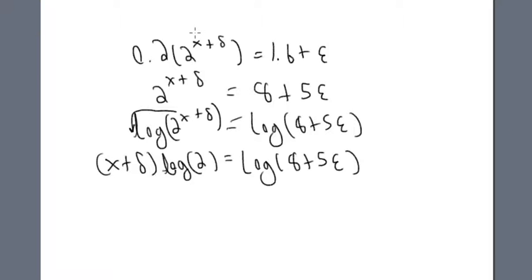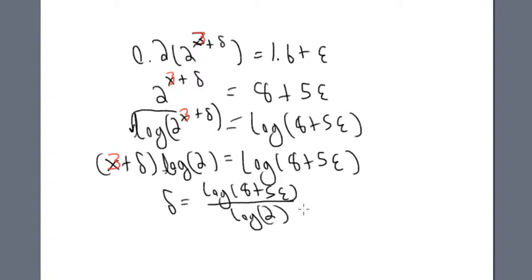Sorry, this should have been a 3 the whole time. I messed that up. So I'm going to go ahead and make that apparent. 3, 3, 3, and 3, because it was 3 that gave us the 1.6. Sorry, that was my bad. Alright, let's continue this. So we're going to divide by log of 2 and then subtract 3 from both sides. We get delta equals log of 8 plus 5 epsilon over log 2 minus 3.